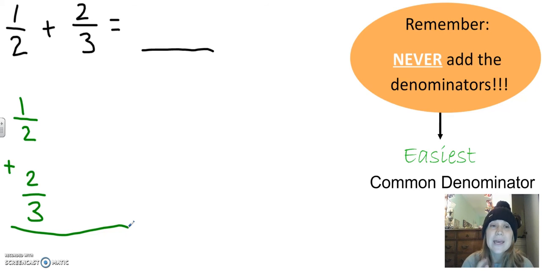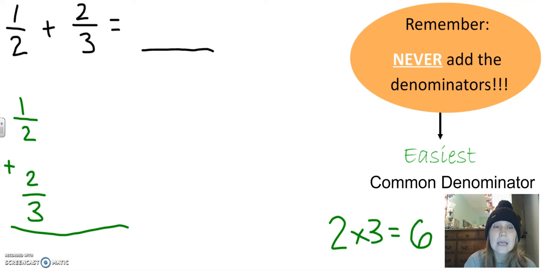But what I can do is think about a number, a multiple of 2 and of 3 that would be the same. When I look at the easiest common denominator, this is the easiest way to find that multiple. All you do is take your two denominators, your 2 and your 3, and you multiply them together to get your easiest common denominator. And that would be 6. 2 times 3 is 6. So my easiest common denominator is 6.